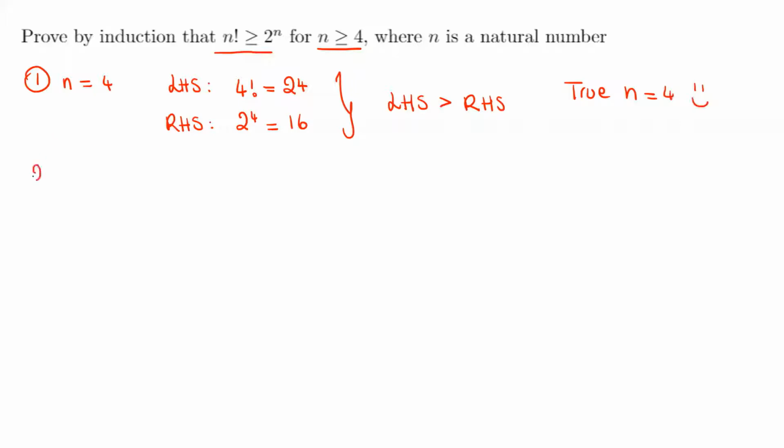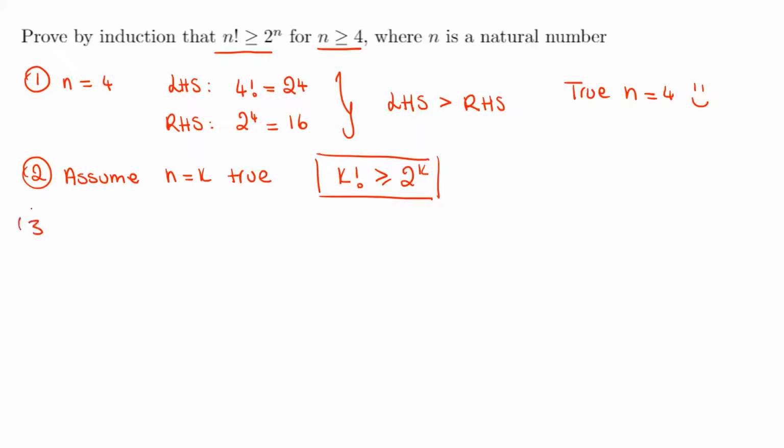Our next step, which is a really important step later on, is to assume it's true for some number k. We don't know what number k is, but we're just going to assume it's true for n equal to k. So if we substitute k in for n, we have k factorial is greater than or equal to 2 to the power of k. And we know this is true.